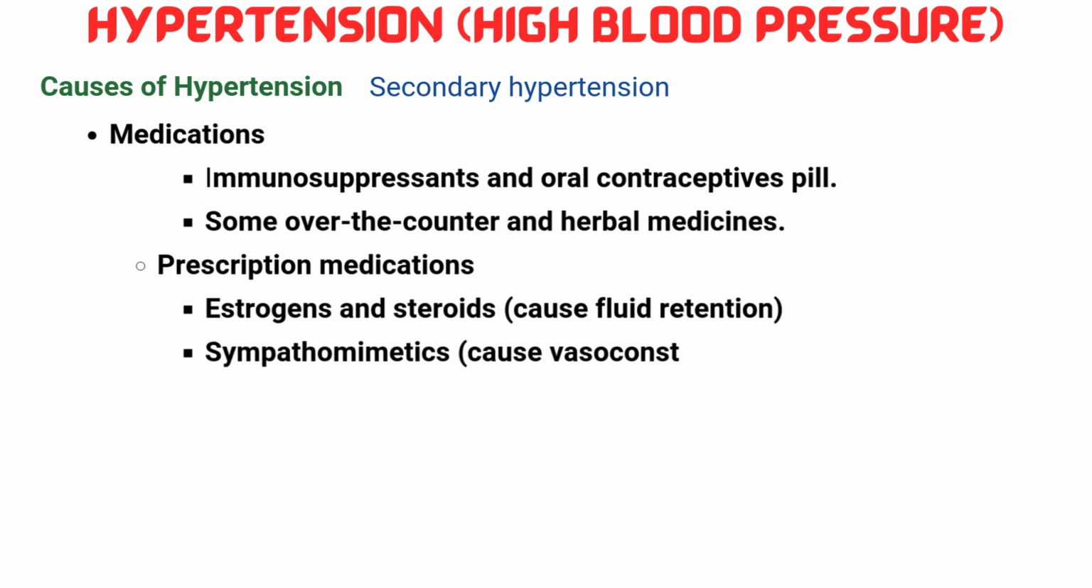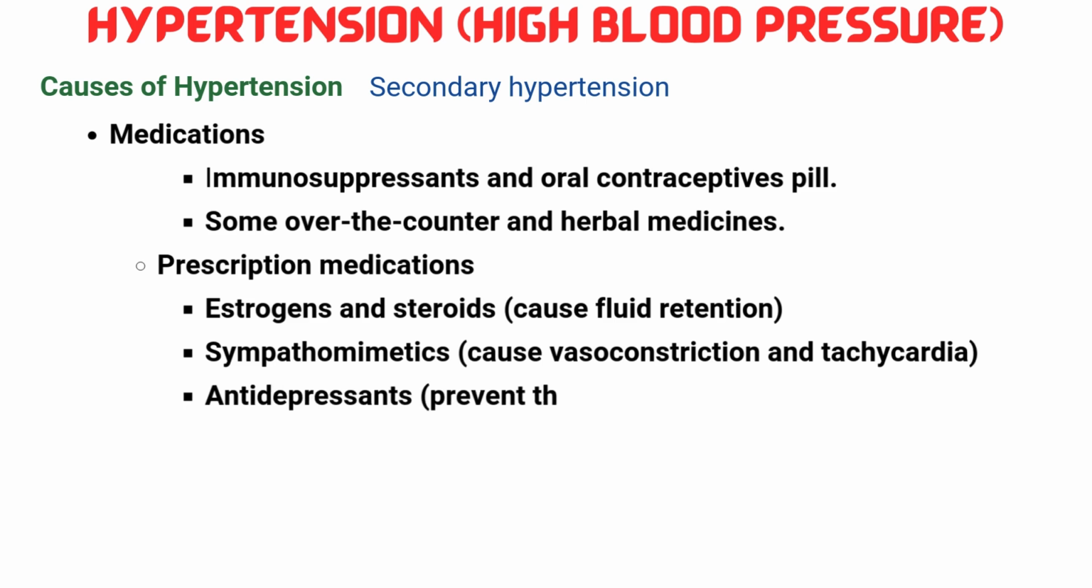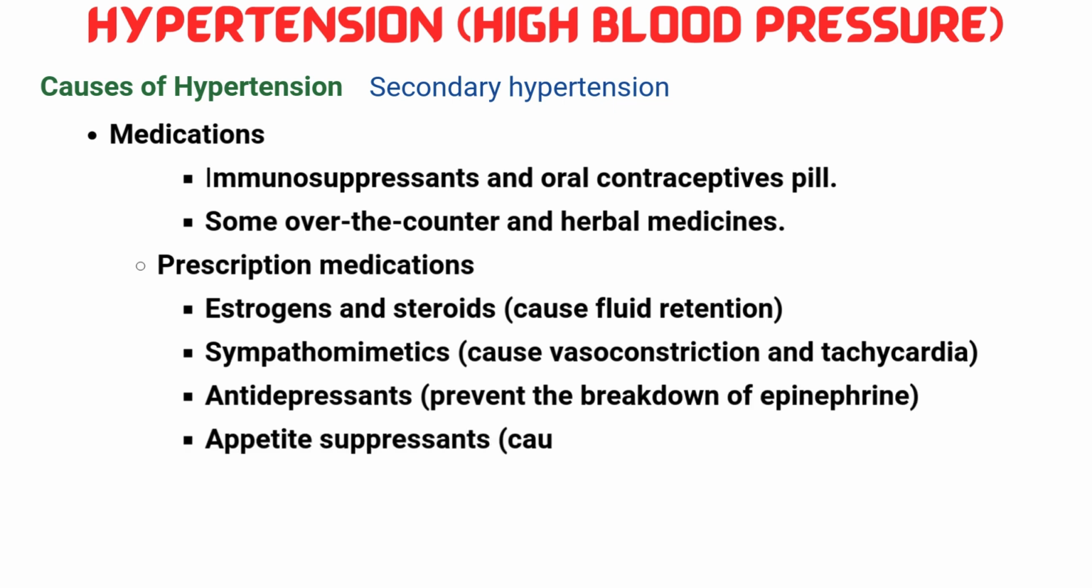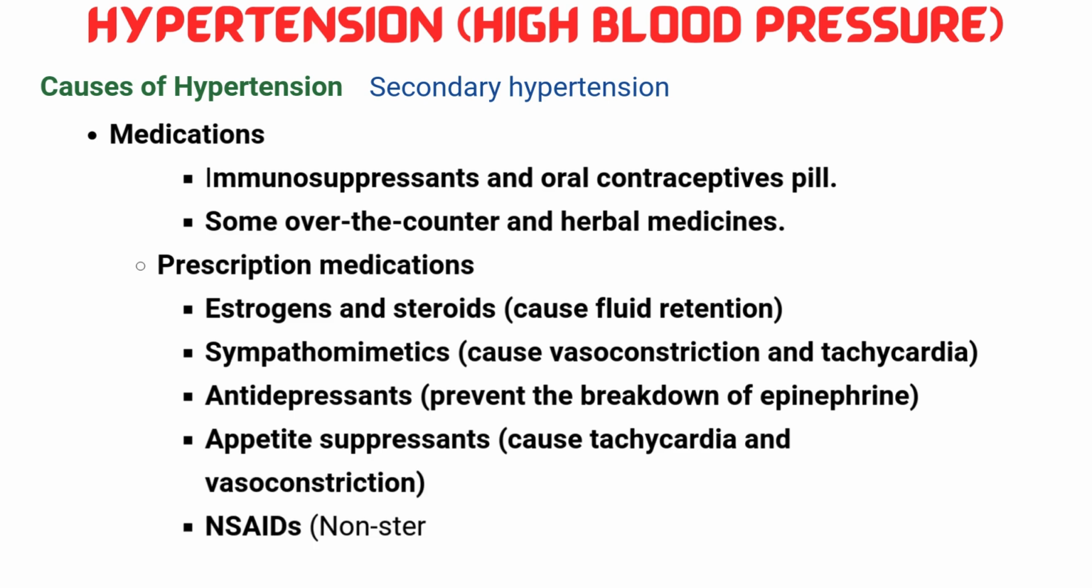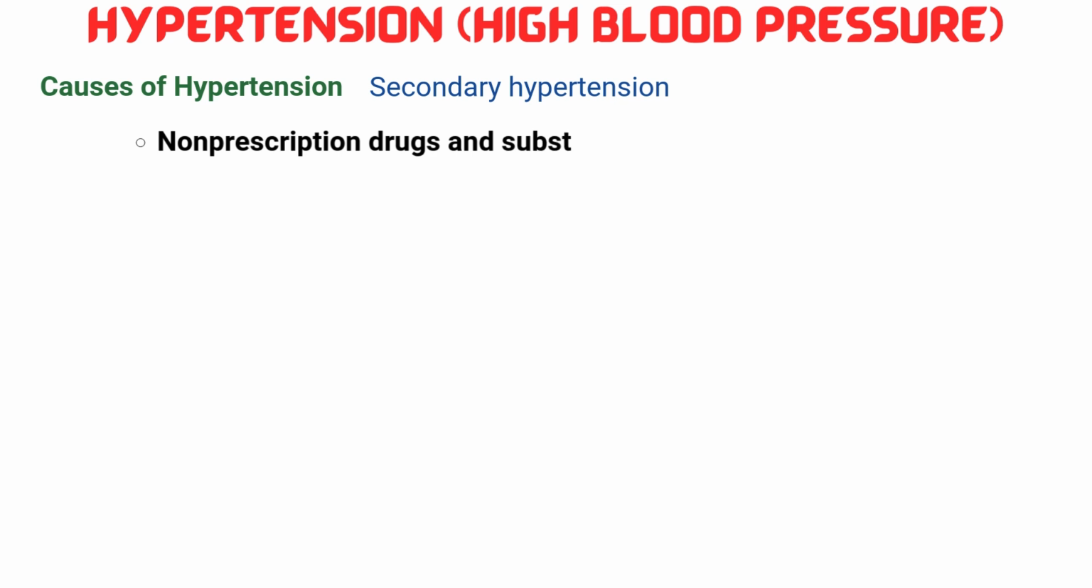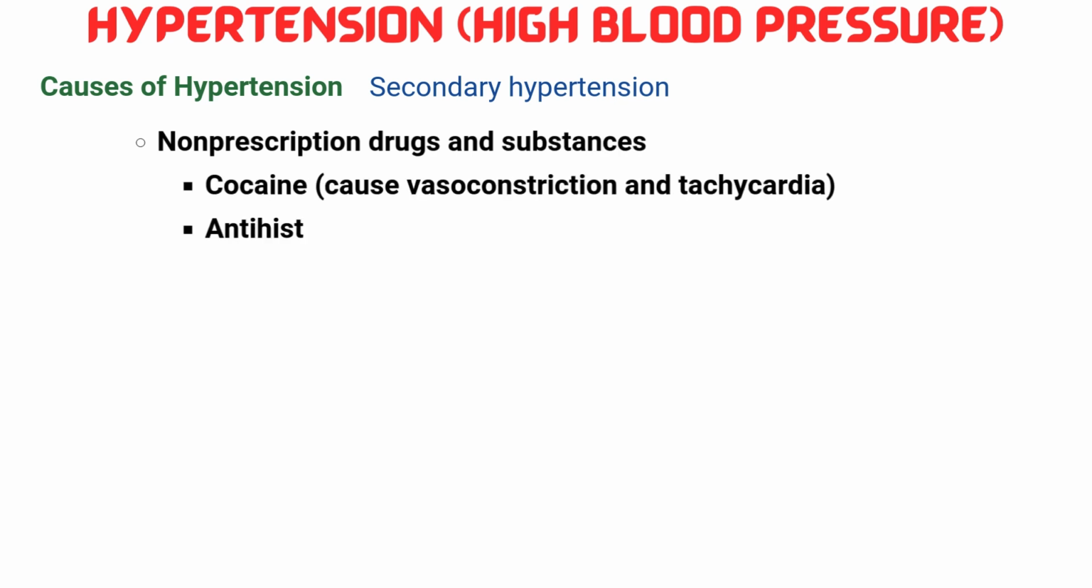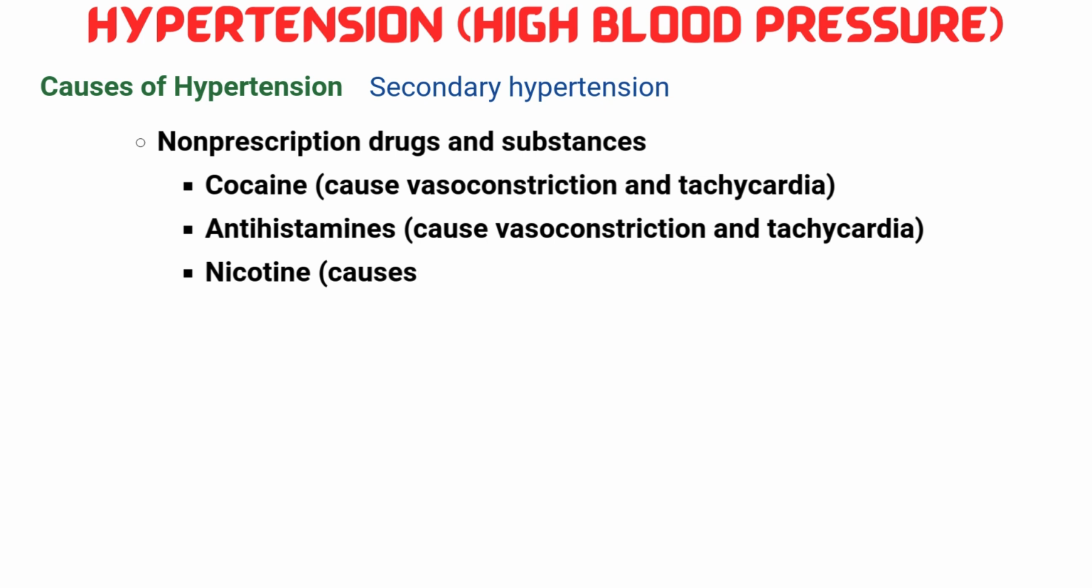Sympathomimetic drugs can cause vasoconstriction and tachycardia. Antidepressant drugs can prevent the breakdown of epinephrine. Appetite suppressants can cause tachycardia and vasoconstriction, and NSAIDs can cause fluid retention and can lead to renal insufficiency. Non-prescription drugs and substances such as cocaine can cause vasoconstriction and tachycardia. Antihistamines can cause vasoconstriction and tachycardia, and nicotine can cause vasoconstriction.